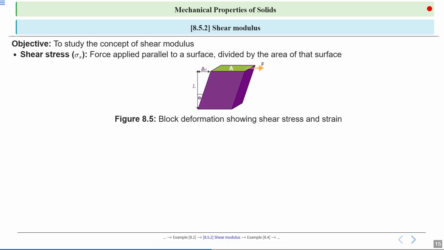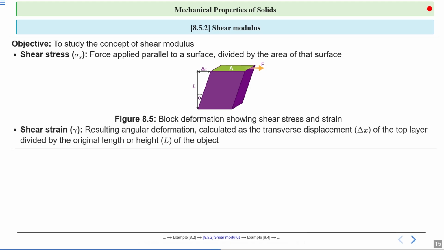Shearing, shear stress sigma s. Shear stress is the force applied parallel to the surface of an object divided by the area over which the force acts. In figure 8.5, you can see a block being deformed by a force acting along its top surface. The force is F, acting on the top. There is a small change, delta theta, a small angle theta.